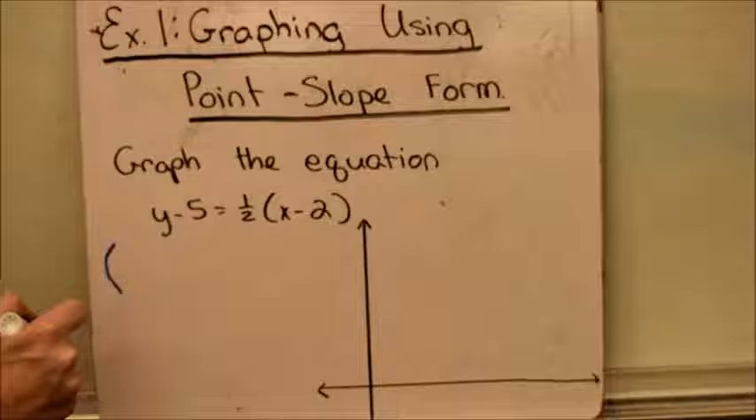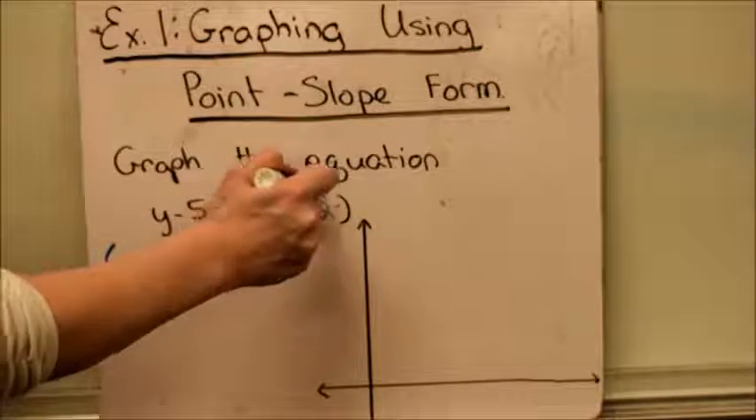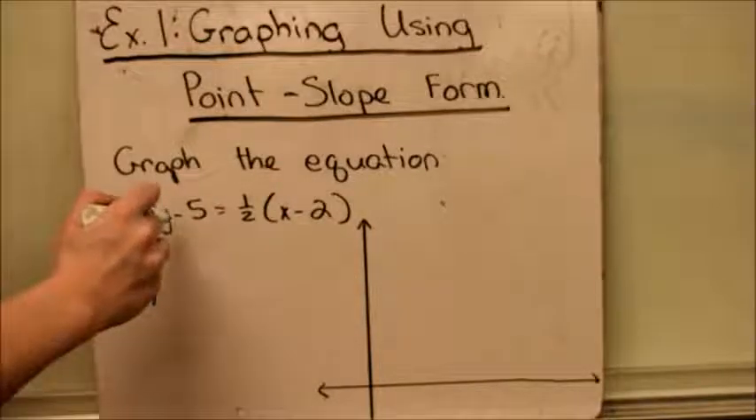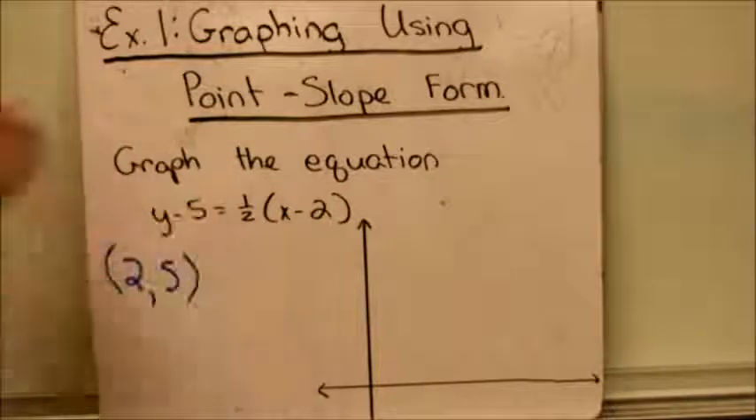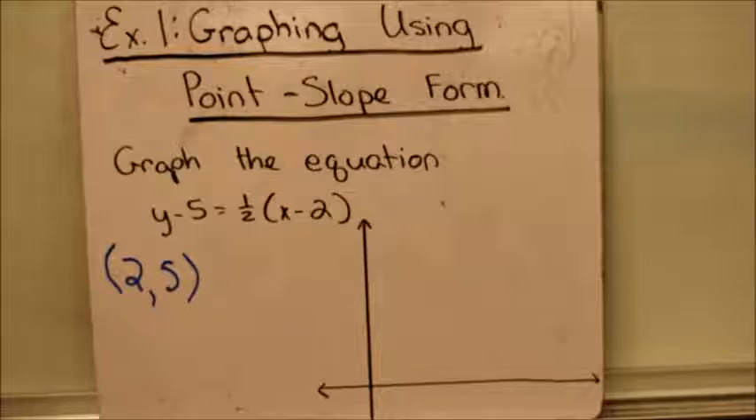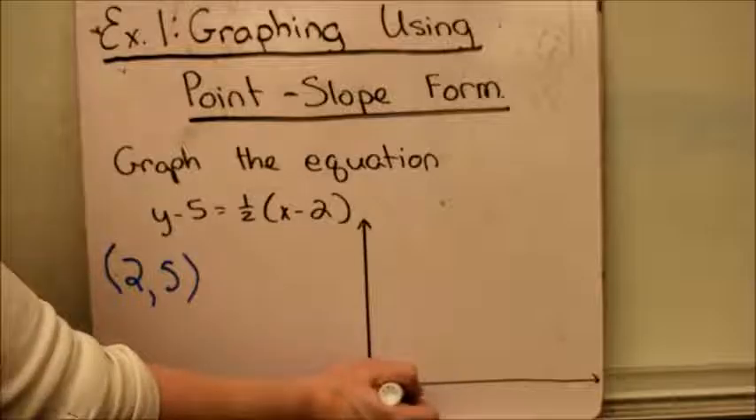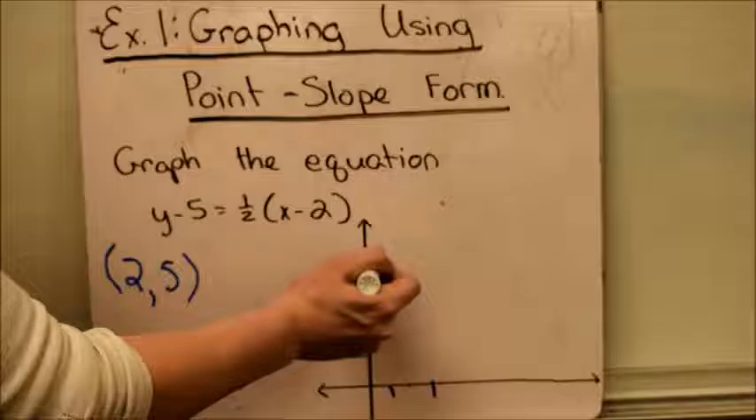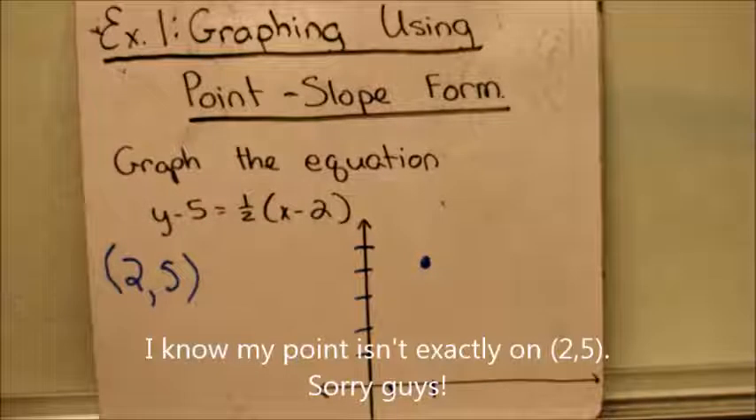In this case, our starting point, x1, which if this is x minus x1, we know x1 is 2, and y1, which in this case is 5, because it's y minus y1, which would be 5. So that's where our starting point is going to be. So we're going to graph (2, 5). Start on our x-axis, 2, 1, 2, 3, 4, 5, (2, 5), and that's where our starting point is going to be in this graph.